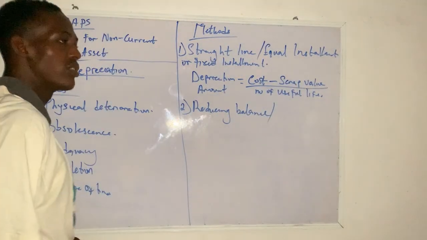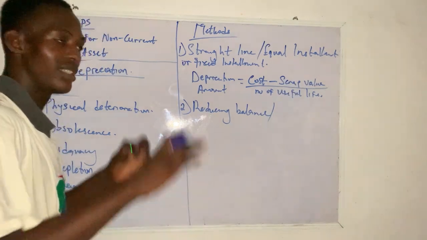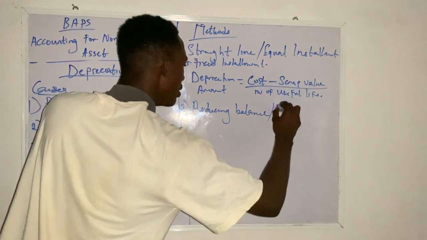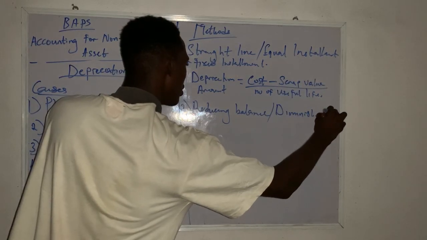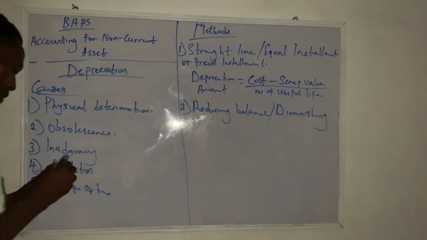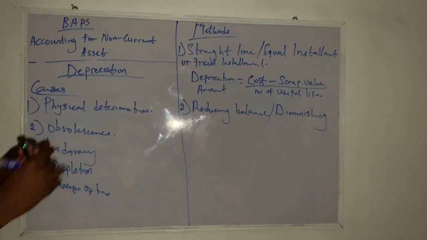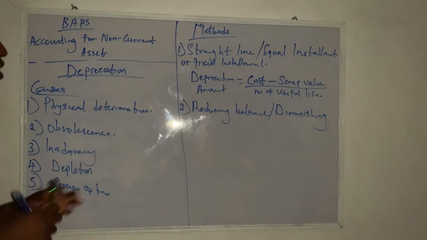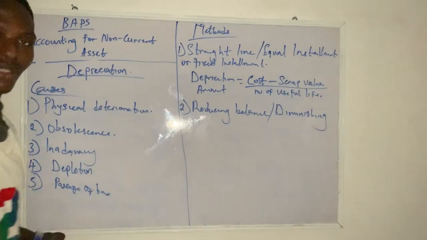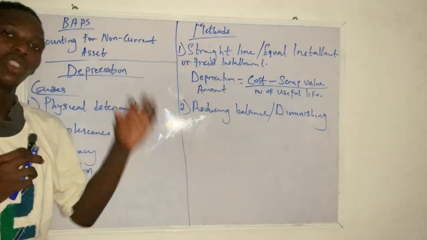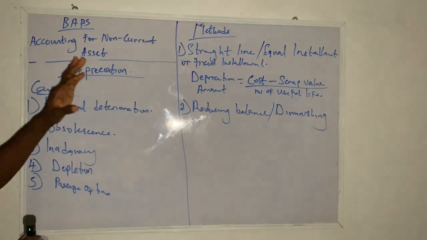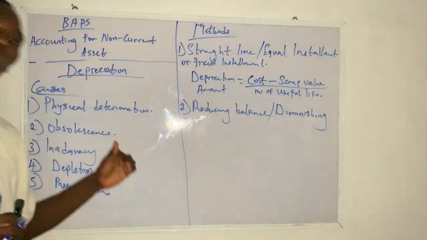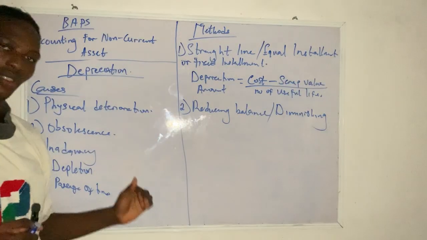Another name for reducing: if something is reducing, then you can say it is what? Diminishing. Diminishing balance method. So in this case, the amount that will be charged will also be given in percentage. The amount that will be charged for each year in your statement of profit or loss will be reducing.